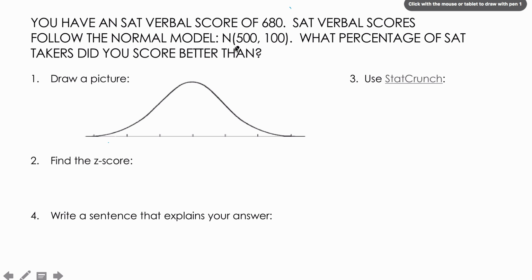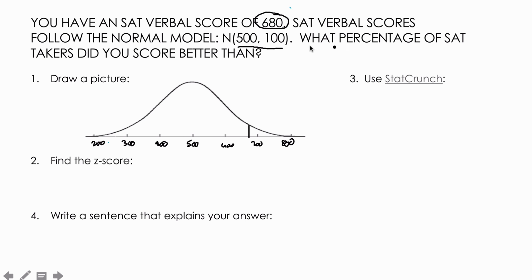Now I'm going to draw my picture using the empirical rule just to give me an idea. So here I've got 500 in the middle, and I know that a standard deviation of 100 says if I move to the right, it's 100 more, and if I move to the left, it's 100 less each time. And so here's my overall model, but I need to incorporate this 680, so somewhere in here.